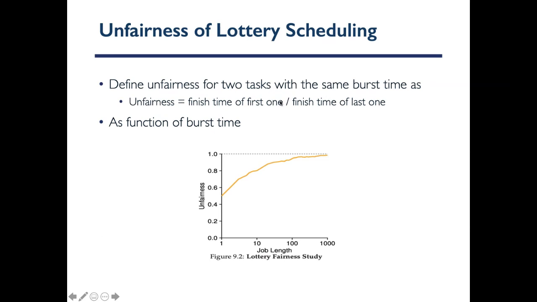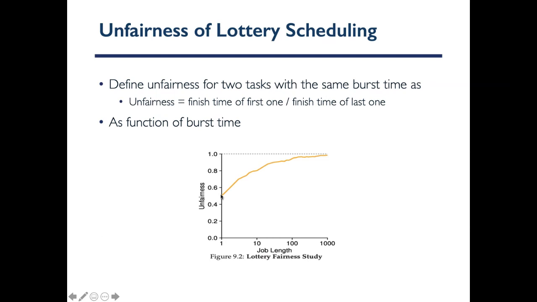Now, here you can see this number as a function of the length of each job. So if we start with really, really short jobs here, if the length of each one of these jobs is really short, this unfairness is very, very far away from 1. And this is because of that jitter.